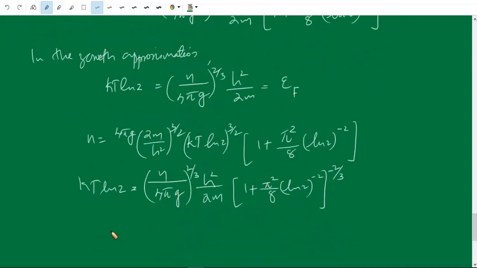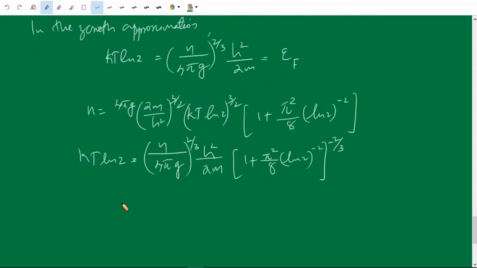So this goes that side. Okay, so it will become 10 whole raised to minus 1, then raised to 2 by 3. So it will be whole raised to minus 2 by 3. So this is equal to n by 4 pi, pi g raised to 2 by 3, h square by 2m, which is the value of EF. So this is approximately equal to this value.